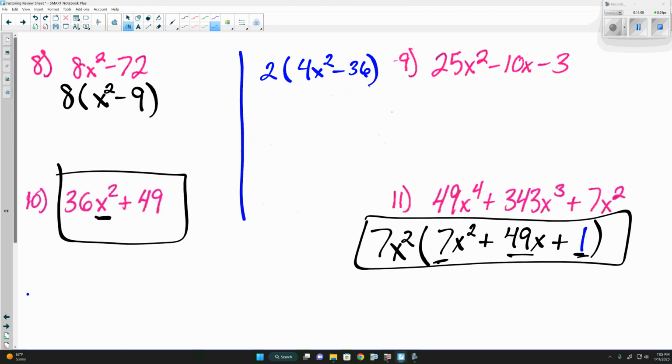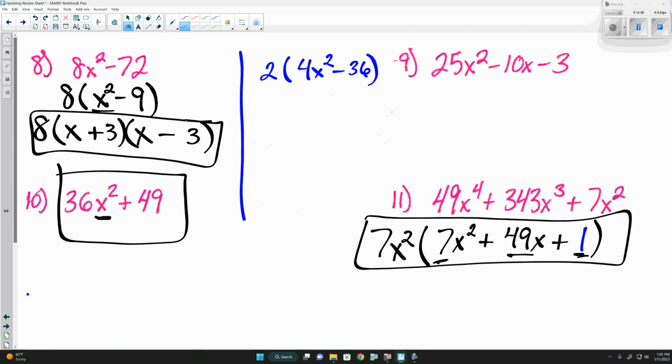Is 4 a perfect square? Yes. Is 36 a perfect square? Yeah, but we will still end up having a greatest common factor that has to come out later. If we pull the 8 out, x squared is a perfect square, yes? 9 is a perfect square, so it still works. So here it would be x and x. Perfect squares for 9 are 3 and 3, plus and minus. Questions on this here? Not too bad.